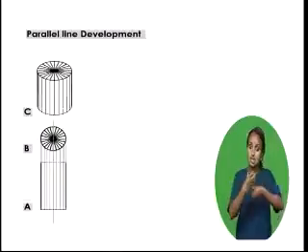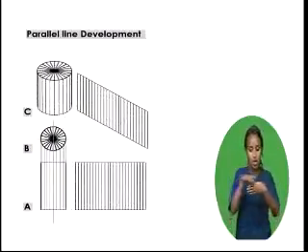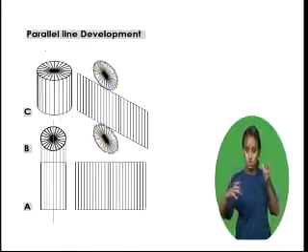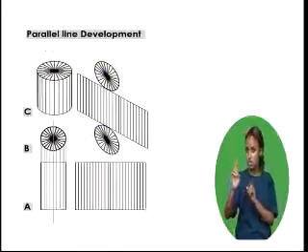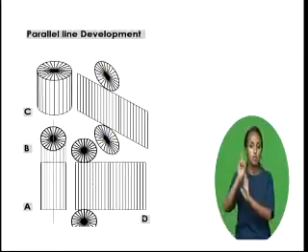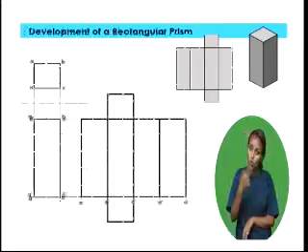Developments of objects with parallel elements or parallel lateral edges begin by constructing a stretch-out line that's parallel to a right section of the object and therefore perpendicular to the elements or lateral edges of the development of a right rectangular prism.